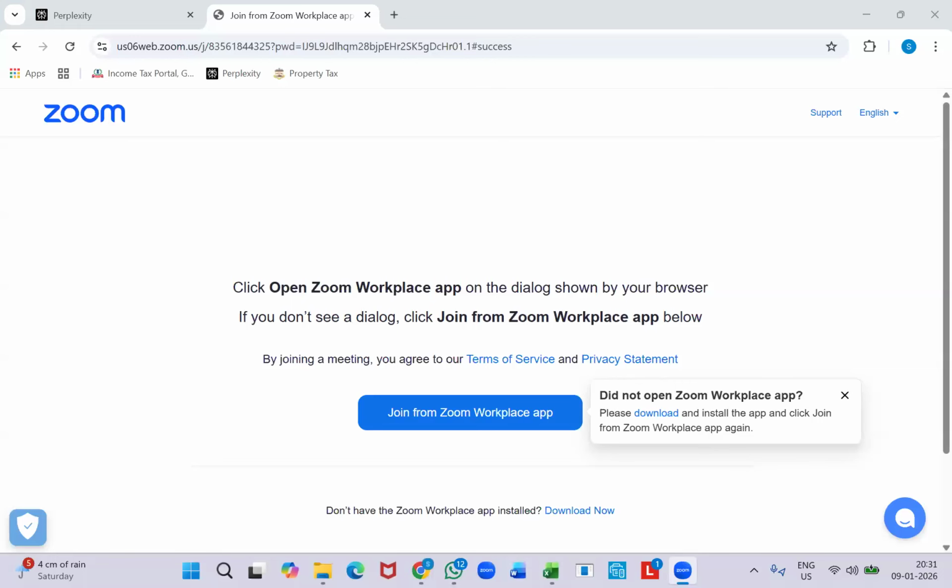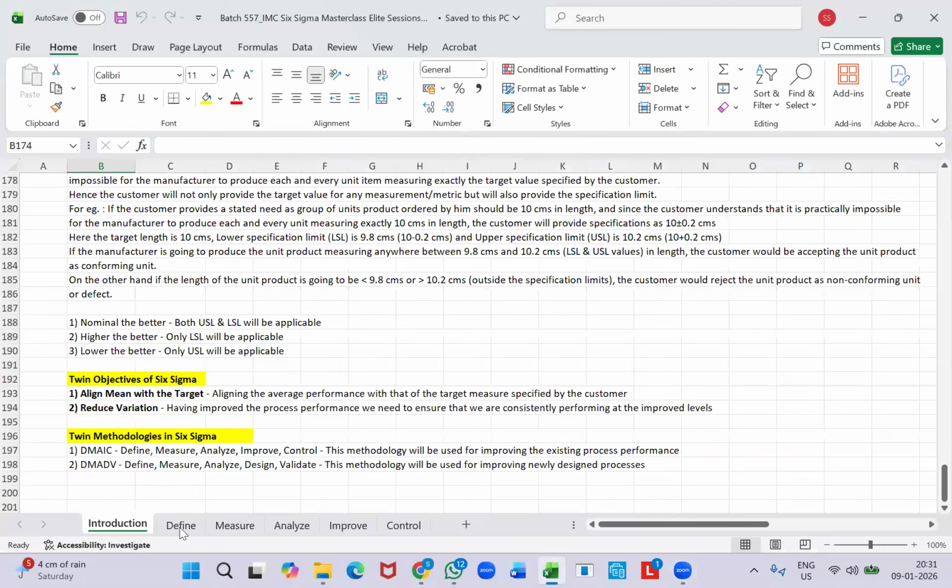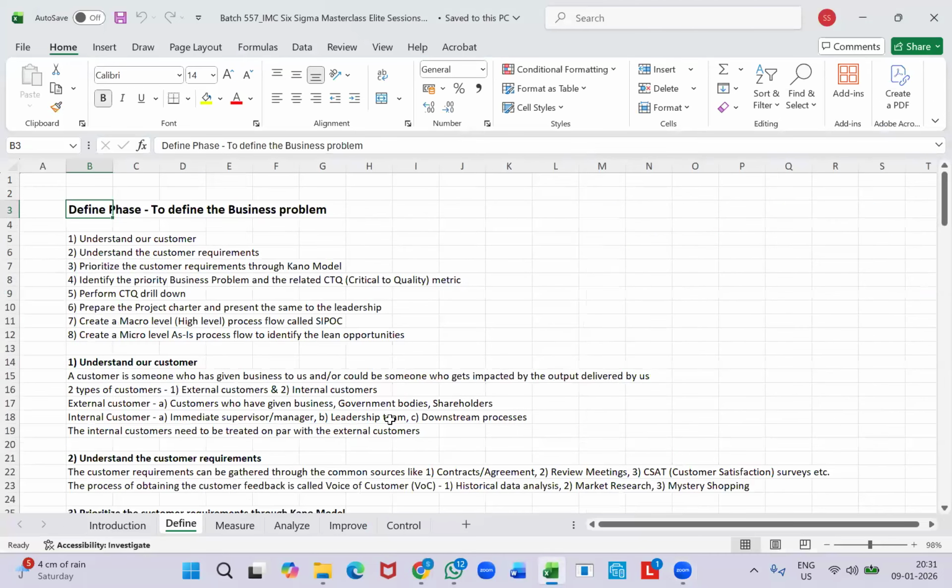So let me just share my screen. Fine. So we'll click on the next sheet, titled define. So what is the primary objective of this define phase? First let us understand the primary objective of this define phase, and then look at the list of deliverables that we are supposed to adhere to as part of the define phase.